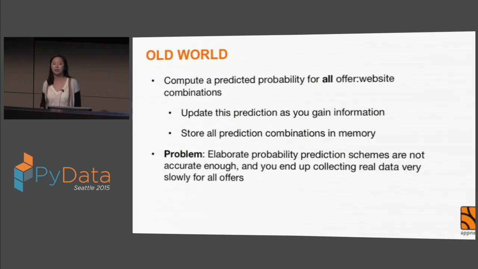In the old scheme, what we did was we computed some kind of prediction for every single offer and website combination. And we would update the model as we started to get data. The problem is that we're storing all of this in memory, so every single combination is just a lot of information. And the other problem is that elaborate probability prediction schemes are actually not necessarily that accurate, and you end up collecting data, like all of these impressions for every single offer. So you're slowly getting impressions, but not necessarily the clicks.